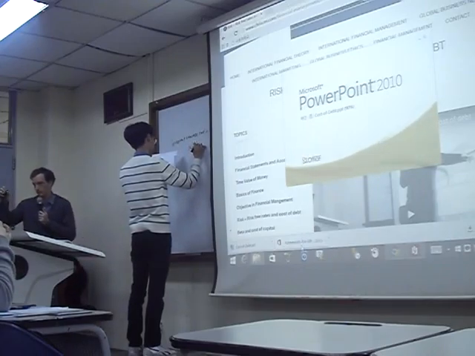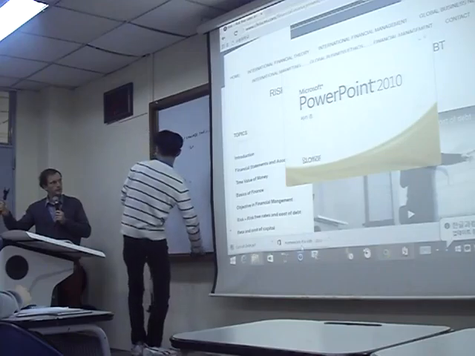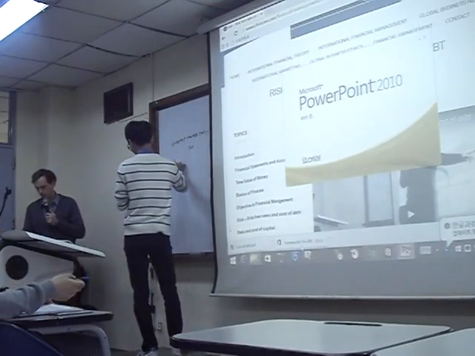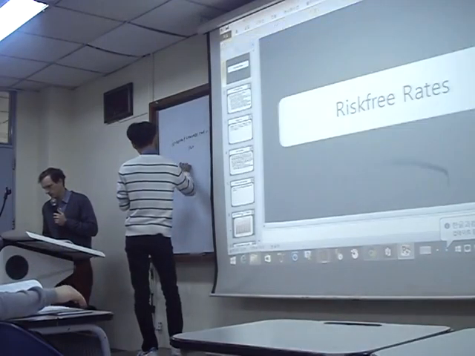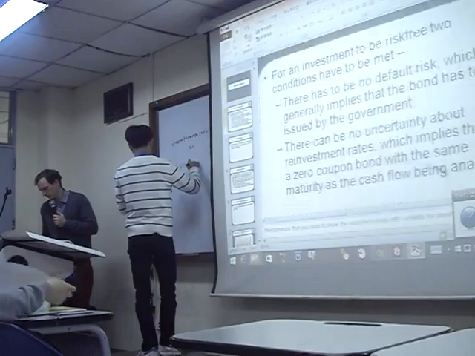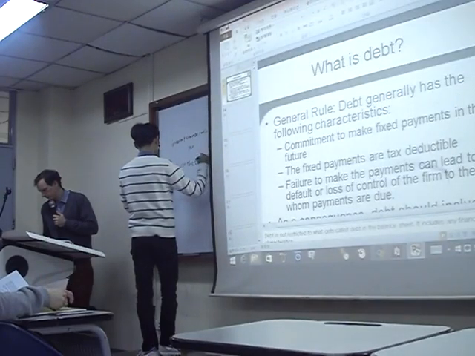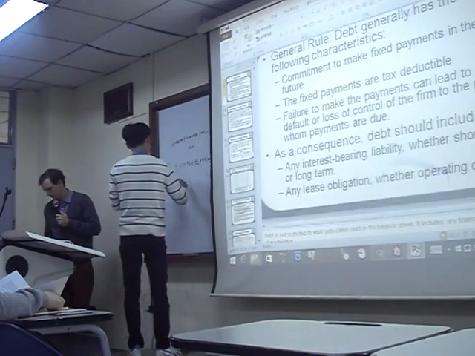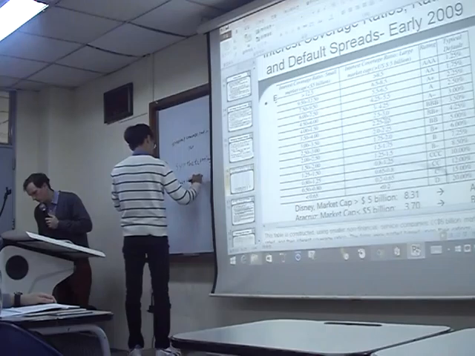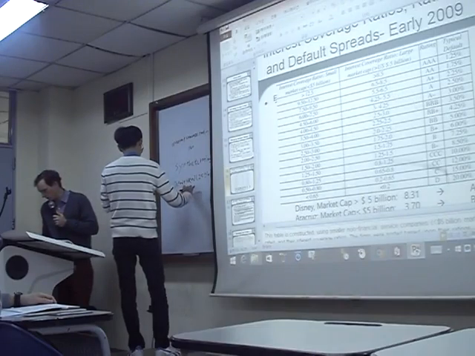Okay, so I asked you to use the interest coverage ratio, so I can see that you found the income and you found the interest payments. And you found the ratio. So the ratio was 3.8. The income is 3.8 times higher than the interest payment. So what does that mean? Did you check it in the table? So you use this table here and it was 3.8, so it was A minus. Is the company larger than 5 billion or smaller than 5 billion?